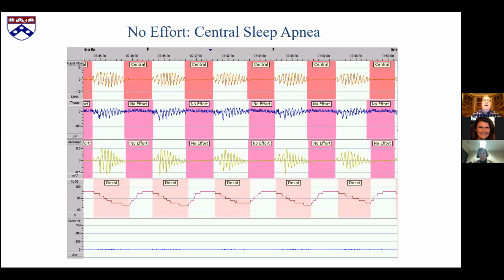Now, here's what central sleep apnea looks like. So for central sleep apnea, you have episodes of breathing and then literally no effort. Those no efforts are associated with absolutely no movement in the thorax or abdomen to speak of. But if you look at the bottom, you actually see that the desaturations are similar. So there's going to be an overlap in pathophysiology, at least in the mechanisms of injury to the cardiovascular system, because of desaturations that occur, similar to what we saw with obstructive apnea.